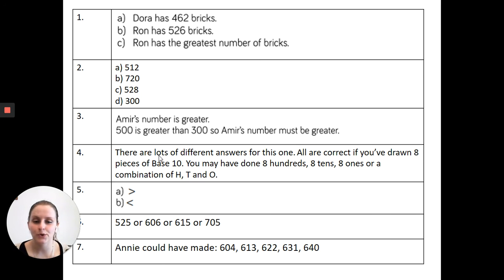Okay, and the numbers that Annie could have made, again, they had to be more than 600 but less than 700 using those counters. So she's put 6 into 100, so she's got 4 counters left, so she could put all of them in the ones column. She could put 3 in the ones column and 1 in the tens column, 2 in the ones column, 2 in the tens column, 1 in the ones column, 3 in the tens column, and then none in the ones column and 4 in the tens. So there are your answers.